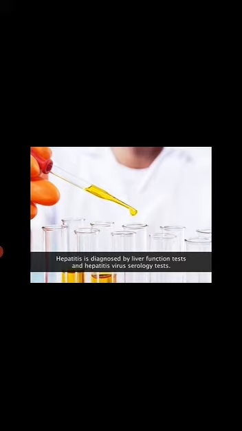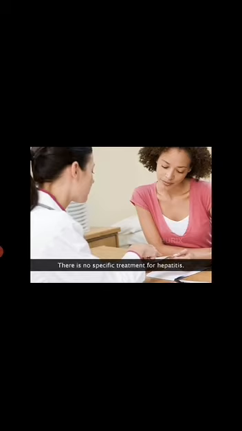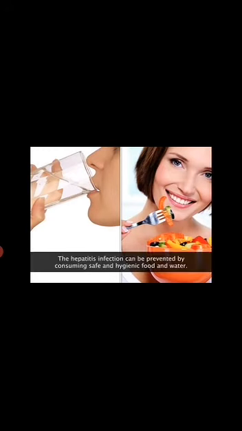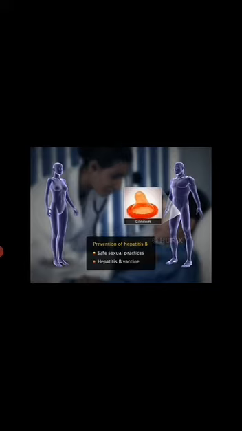Liver function tests and hepatitis virus serology tests are used to confirm a hepatitis infection. There is no specific treatment. Diet control is advised. Treatment depends upon the extent of the infection, the root cause of hepatitis, etc. The hepatitis infection can be prevented by maintaining proper hygiene with respect to consumption of water and food. Hepatitis B is sexually transmitted. Hence, safe sexual practices and the hepatitis B vaccine can help prevent it.